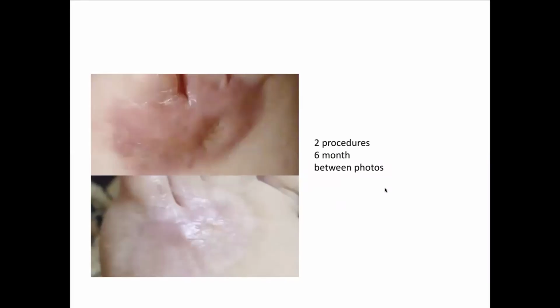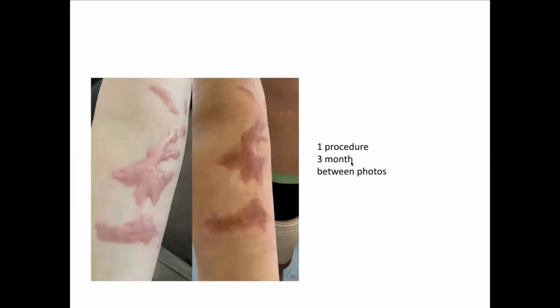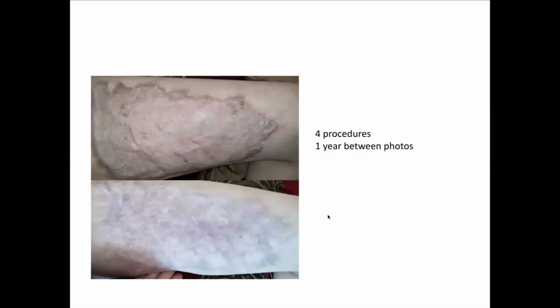Another boy, 2 procedures, 6 months between photos. Also, we used betamethasone cream after the procedure. Here we also have a scar, but a good result after 1 procedure, and this boy will also have more CO₂ lasers in the future. For this one, 4 procedures, 1 year between photos, another leg. I think maybe the second or third photos were here.